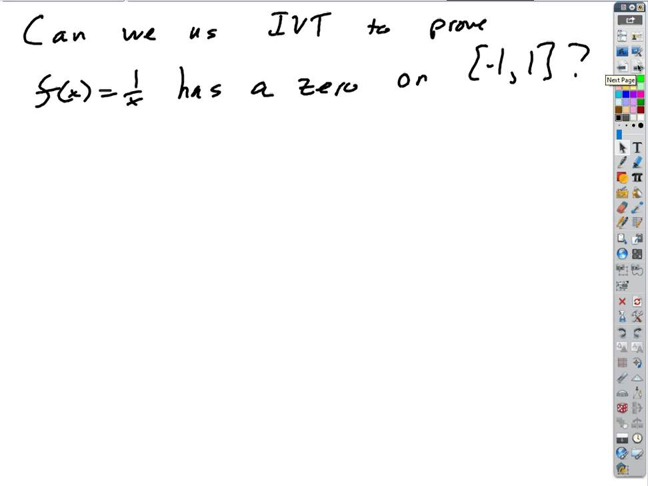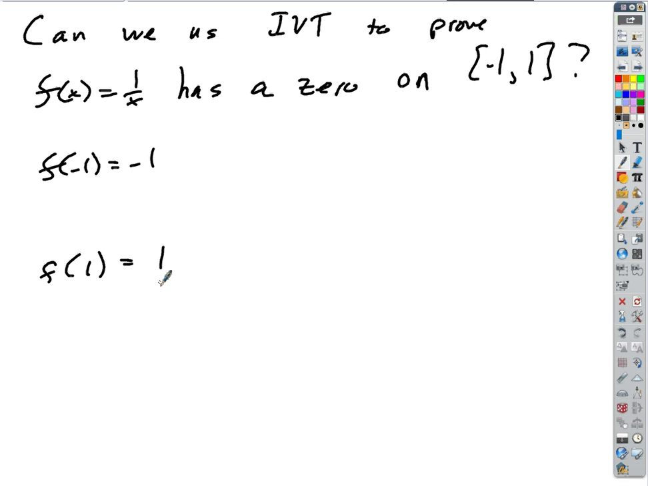Okay, how about this one? Can we use the intermediate value theorem, what's called IVT, to prove that f of x equals 1 over x has a zero on the interval from -1 to 1? Okay, well, let's check it out. What's f of -1? What's f of 1? Well, 0's in between. So can we do it?